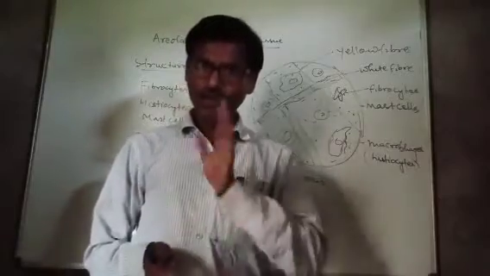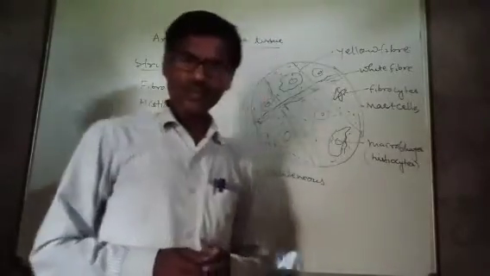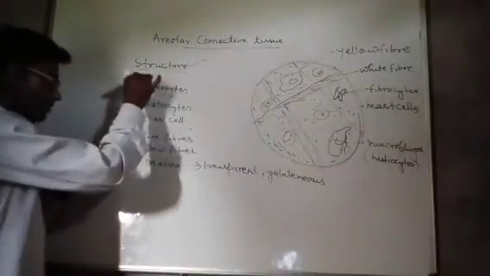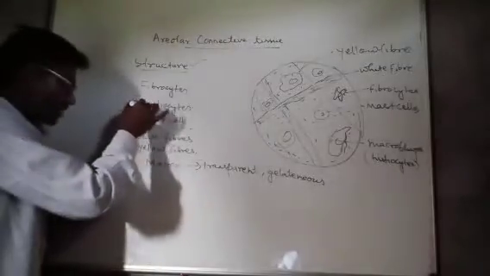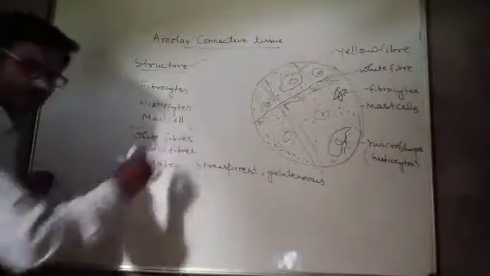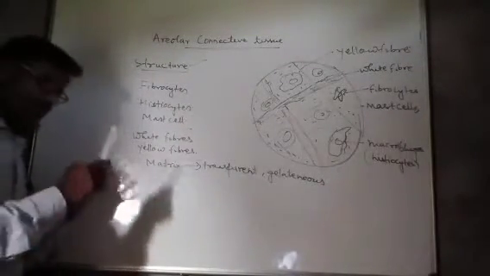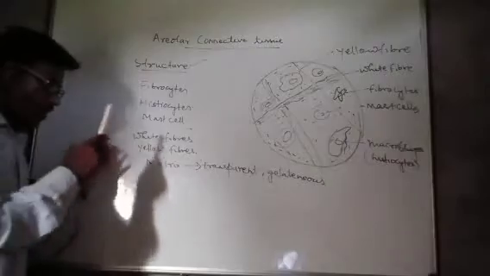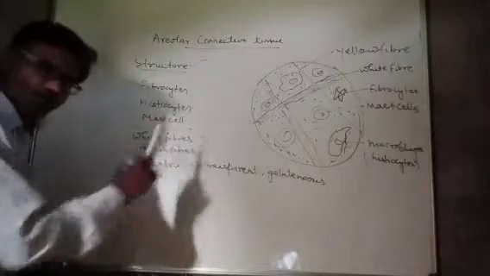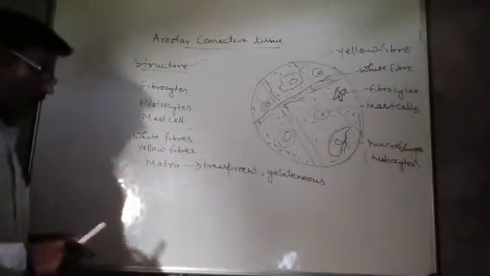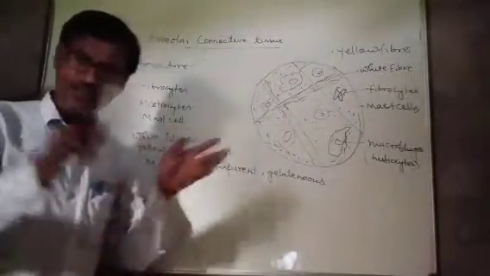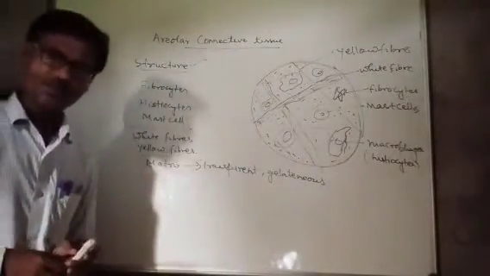Areolar connective tissue consists of three types of cells: fibrocytes, histiocytes and mast cells. These three types of cells, two types of fibers, that is white fibers and yellow fibers, and spaces filled by matrix constitute areolar connective tissue.